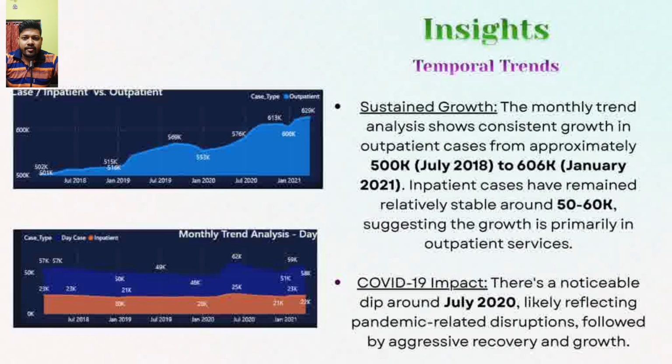The monthly trend analysis reveals sustained growth in outpatient cases, rising from approximately 500k in July 2018 to 606k in January 2021. Whereas inpatient cases have remained relatively stable at around 50 to 60,000. There is a noticeable dip around July 2020, likely reflecting COVID-19 pandemic related disruptions, followed by an aggressive recovery and growth. This pattern tells us about the healthcare system's resilience and challenges.